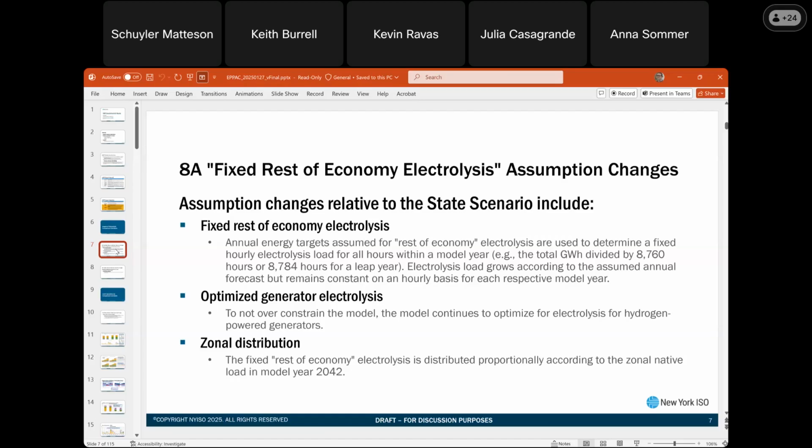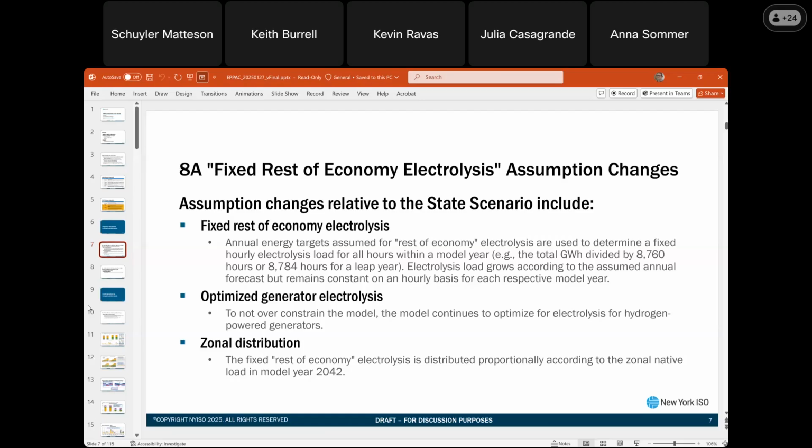So we're saying that the annual energy targets for this rest of economy electrolysis, and again, rest of economy meaning things outside of the electric sector, like maybe hydrogen use for transportation or other industrial processes.